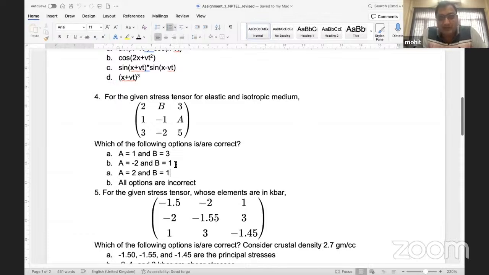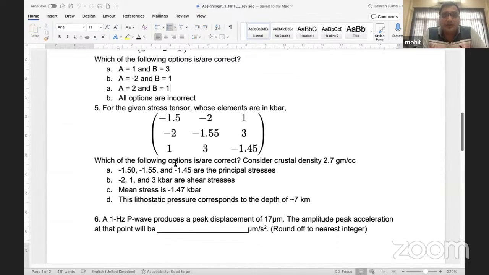You know that in this assignment, only single answers are correct. So option B is correct. B for Bombay. Let's talk about question number five. For the given stress tensor, whose elements are in kilobar, you can see the stress tensor given, and they are asking which of the following options are correct. Given is the crustal density, 2.7 gram per centimeter cube.